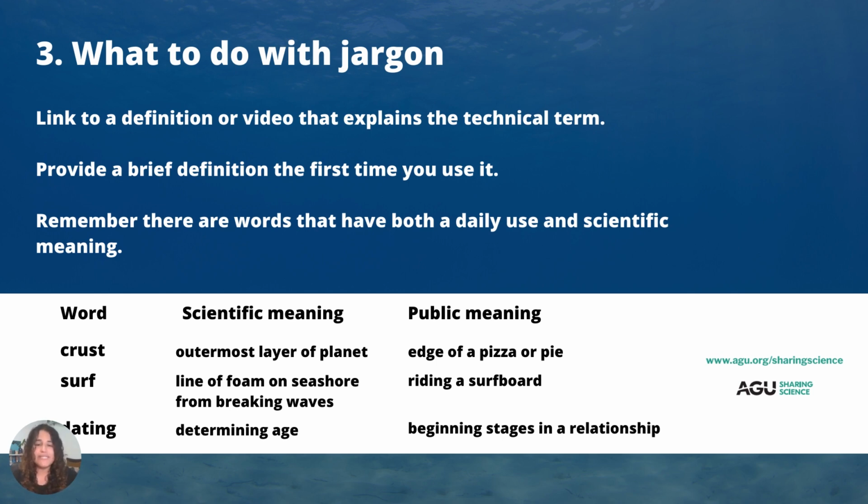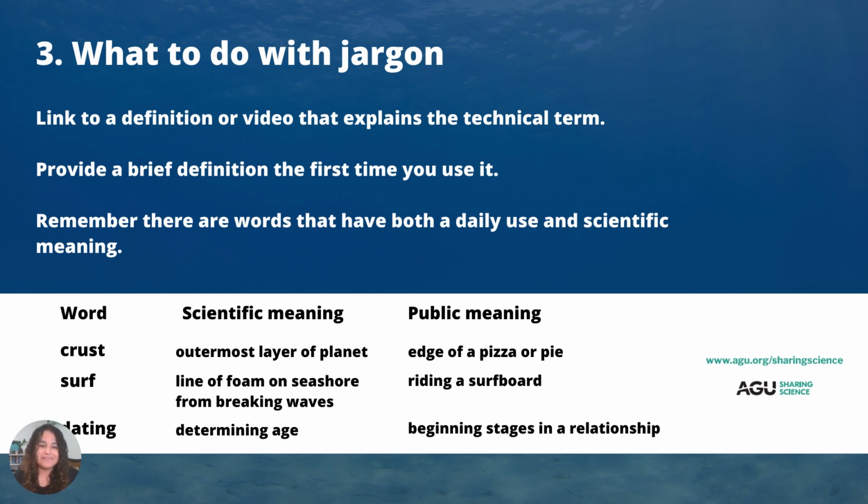Also, remember that there are words that have both a daily use and a scientific meaning. For example, for us scientists, when we talk about crust, it can mean the outermost layer of a planet. However, the public meaning is thinking about pizza, the edge of a pizza or pie. That is the crust. If we talk about the word surf, for marine sciences, that's the line of foam on the seashore from breaking waves. But if you're speaking to someone from the general public, that could just definitely be riding a surfboard. That's what surf means.